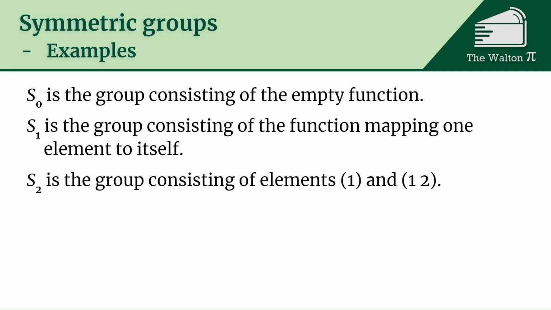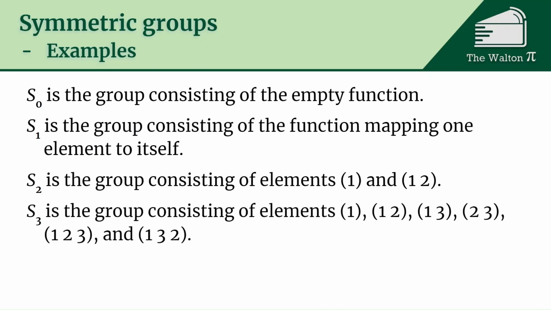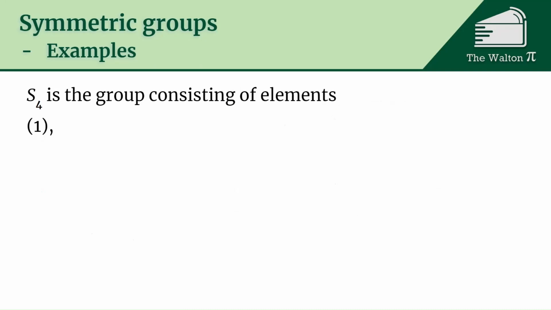S2 is the group that consists of the identity, which doesn't do anything to anything, and then (1 2), which switches the two items. S3 is the group consisting of the permutations: the identity, (1 2), (1 3), (2 3), (1 2 3), and (1 3 2).